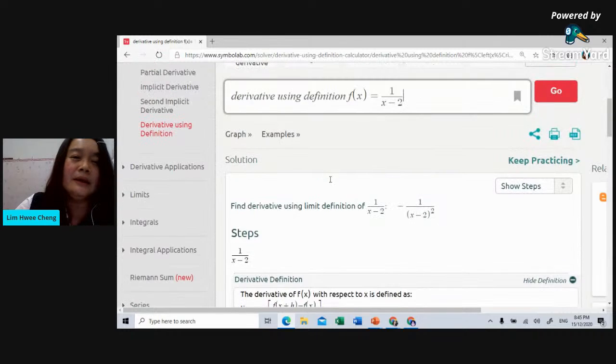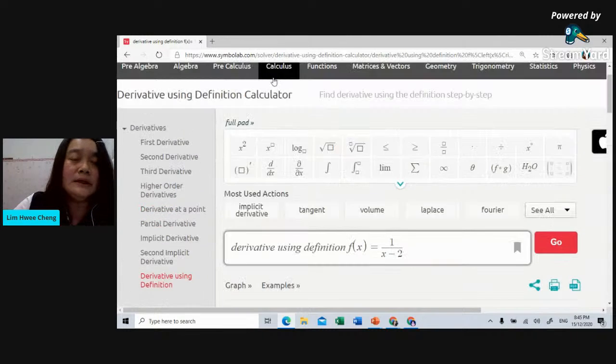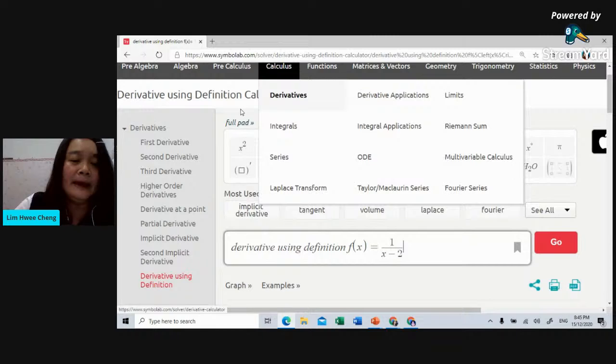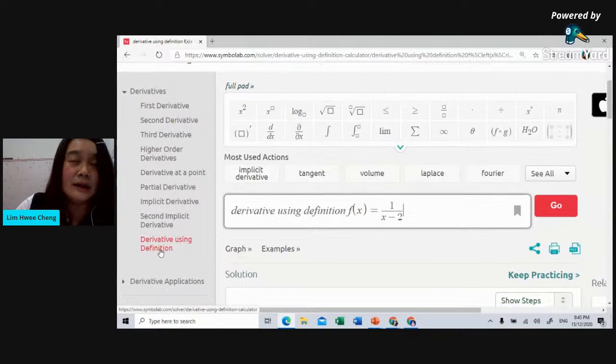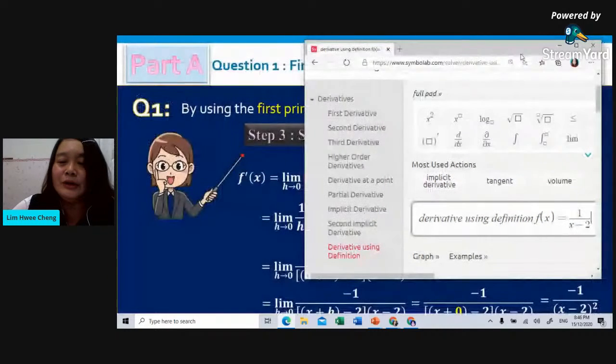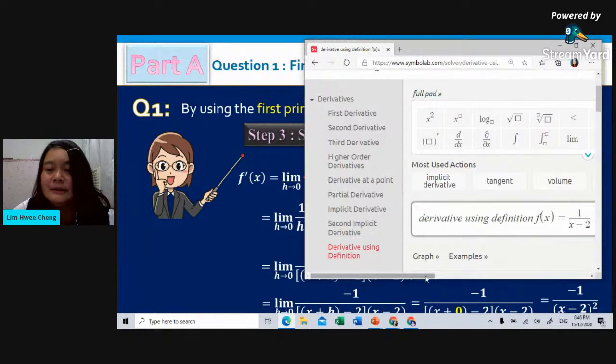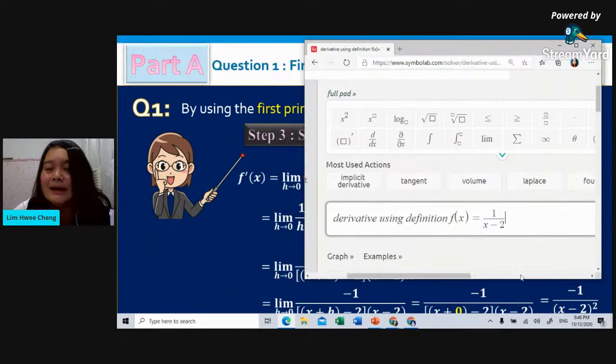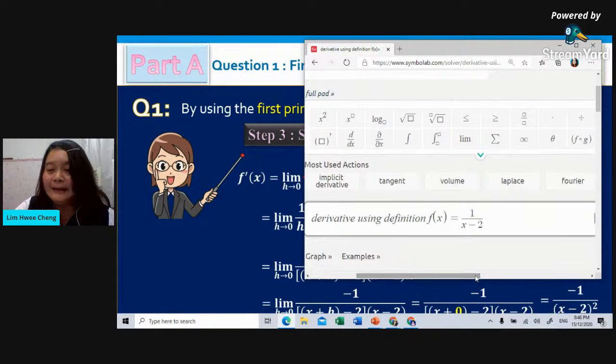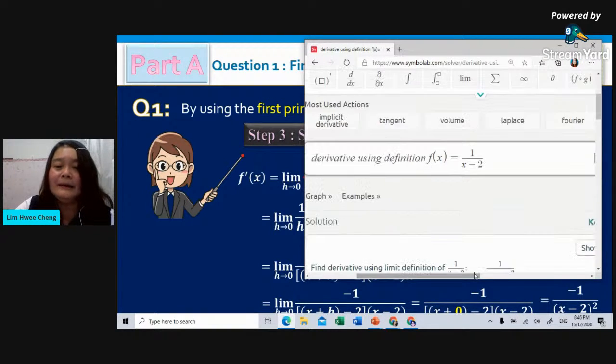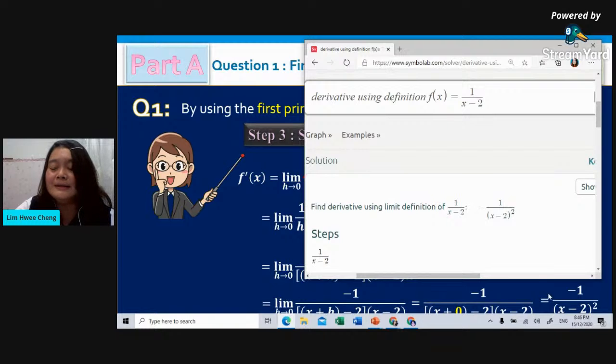So again, I repeat. You go to the tab of calculate, and you go to the last choice, which is the derivative using definition. You just click, then it will give you the command, and you simply type your function. If you make the comparison, you see your answer and the symbolic answer are the same, so mostly you are doing it correctly.